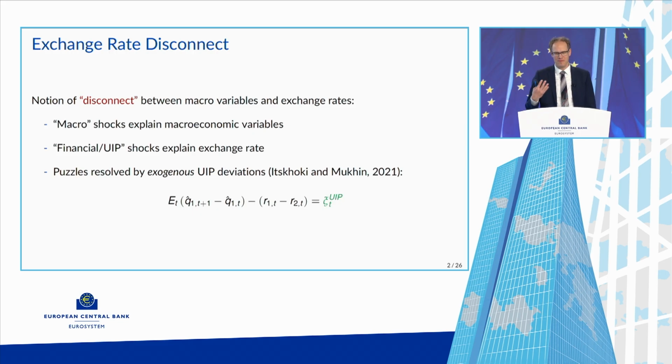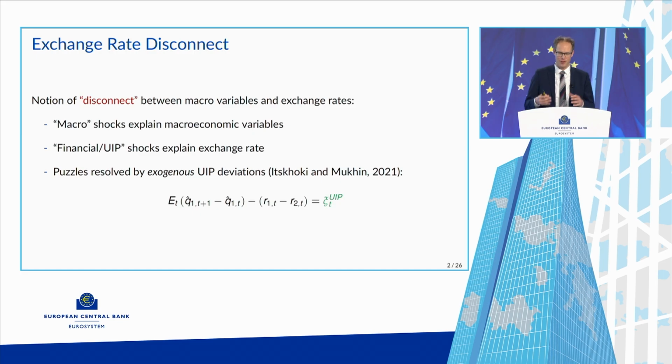One way this has been addressed in the literature is to think of macro shocks, say to investment, consumption, and other kinds of shocks that we think about in macro settings, as explaining more or less the macro variables and the international dimensions of that. And then there is a financial or UIP shock that explains the exchange rate, but doesn't really move anything else. Most prominently in recent years, this came out in the work by Itskhoki and Mukhin in 2021.